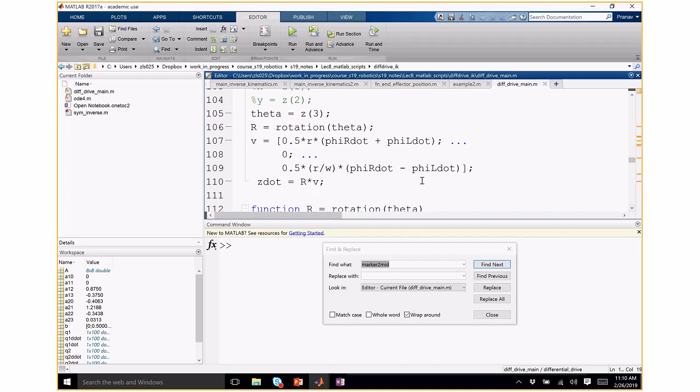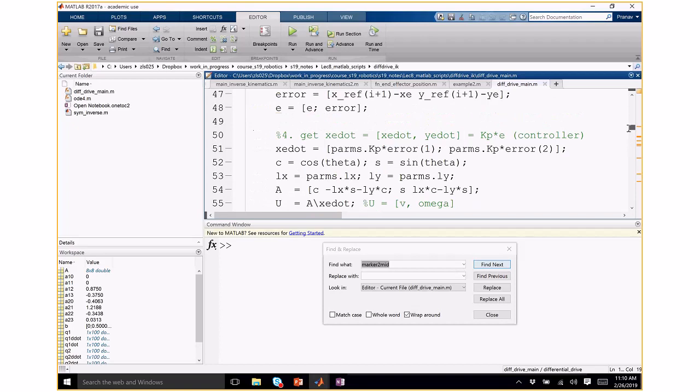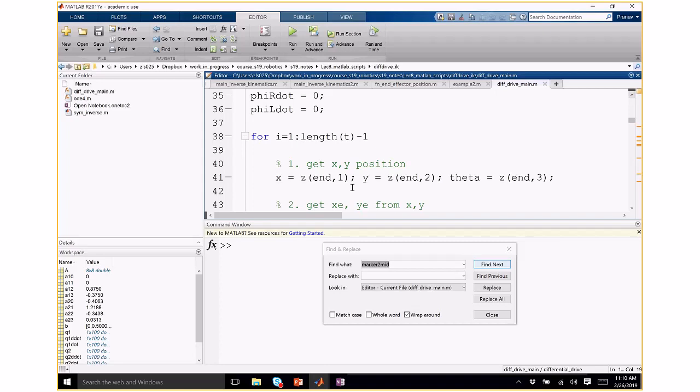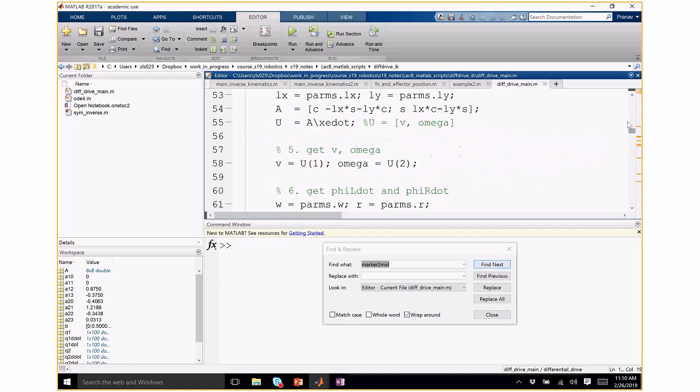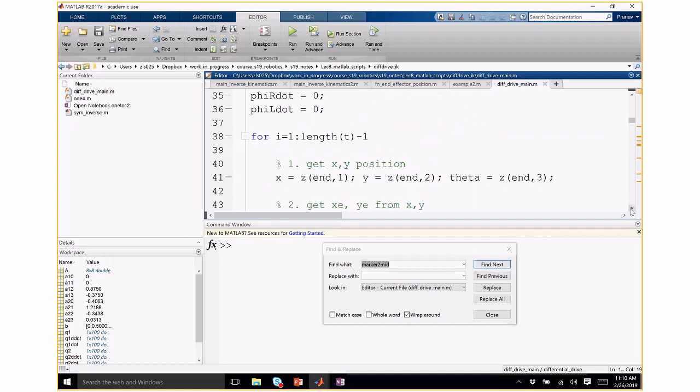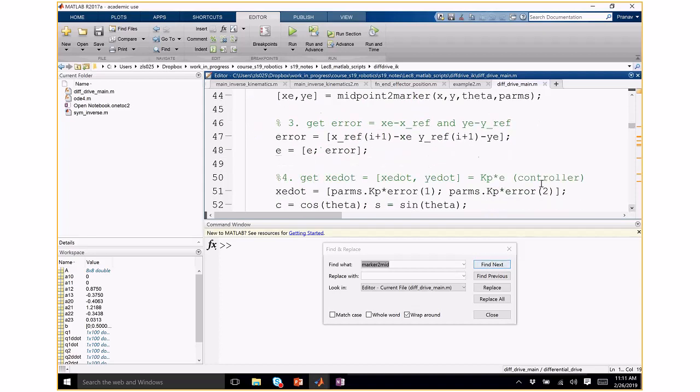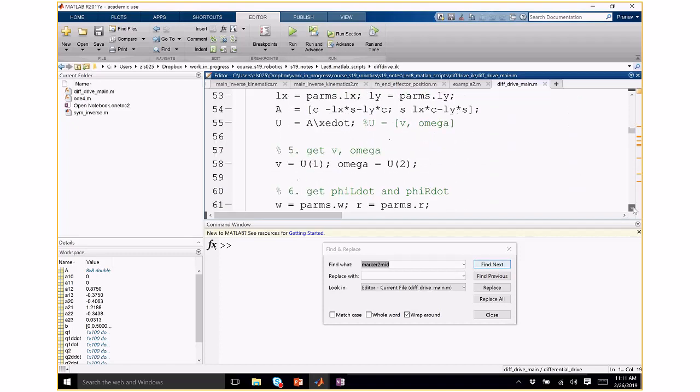What I did in this code is, instead of trying to put all of it together as that one equation, I broke it down into a bunch of steps so that it's easier to understand rather than trying to put that formula down. I tried to explain step by step: get the xy position, get xc, yc from x, then get the error, then get the x dot, y dot, and hopefully it's easy enough to follow from that.